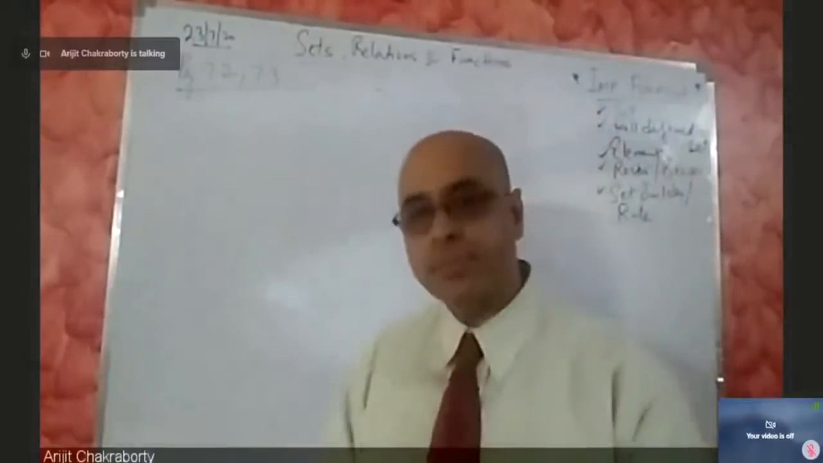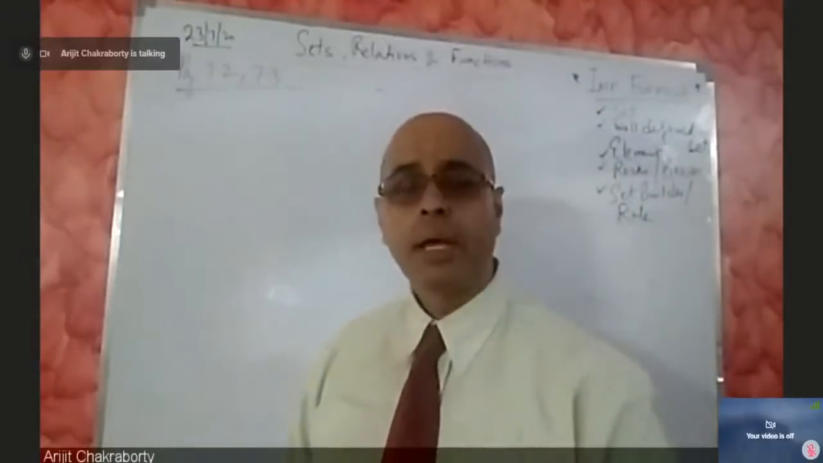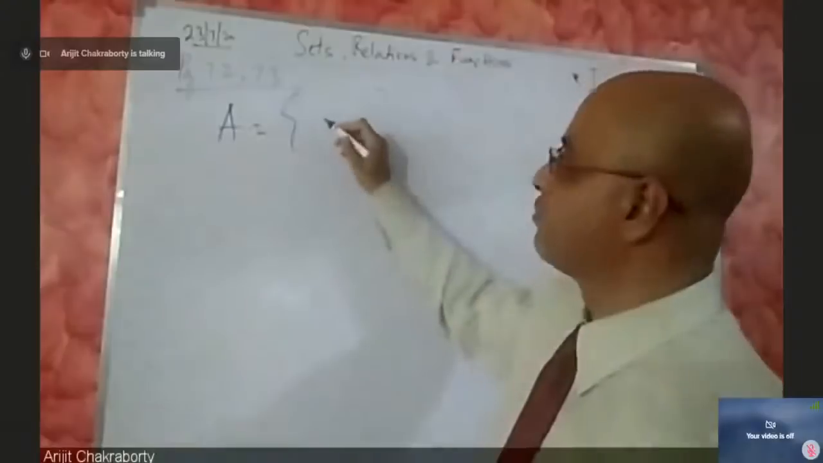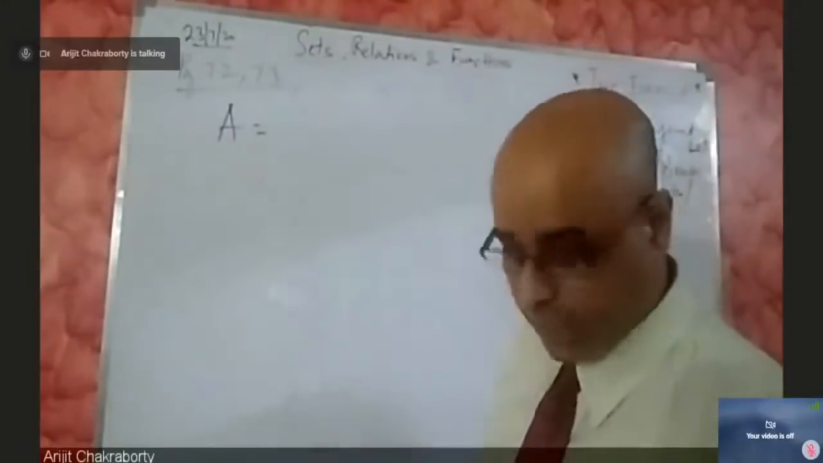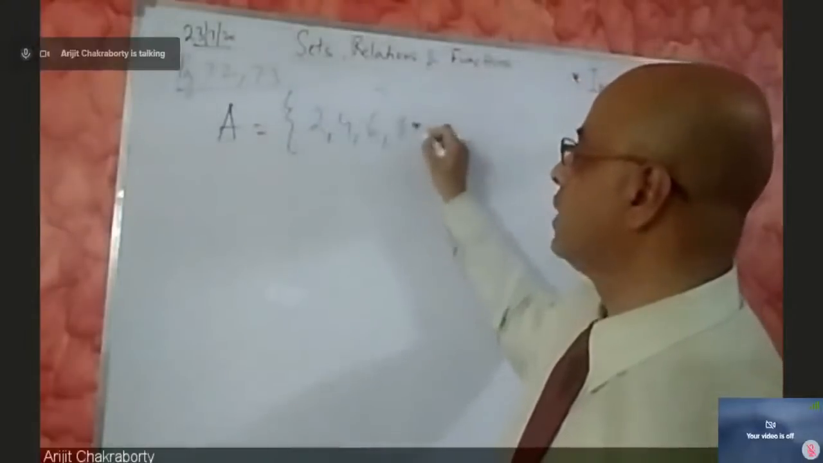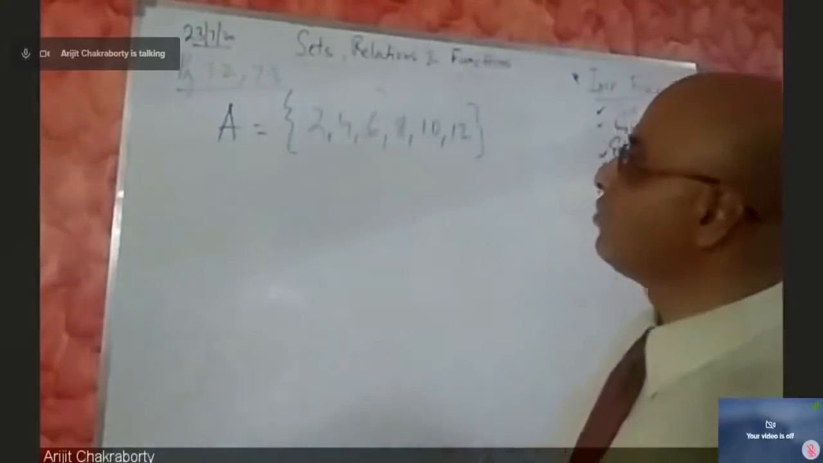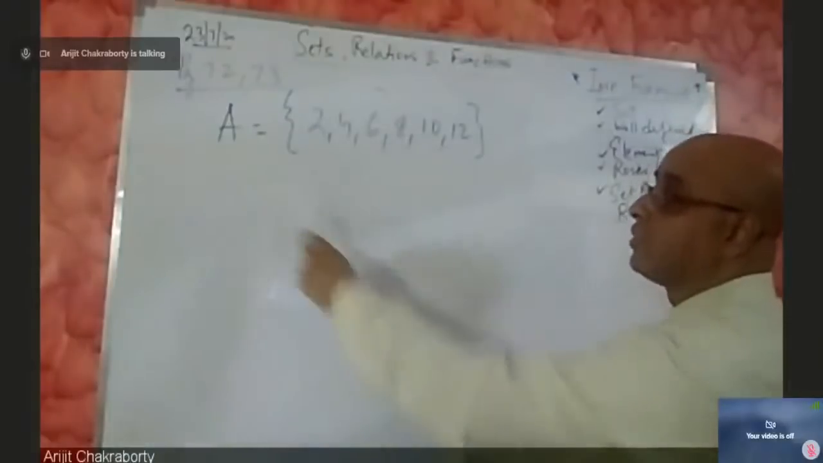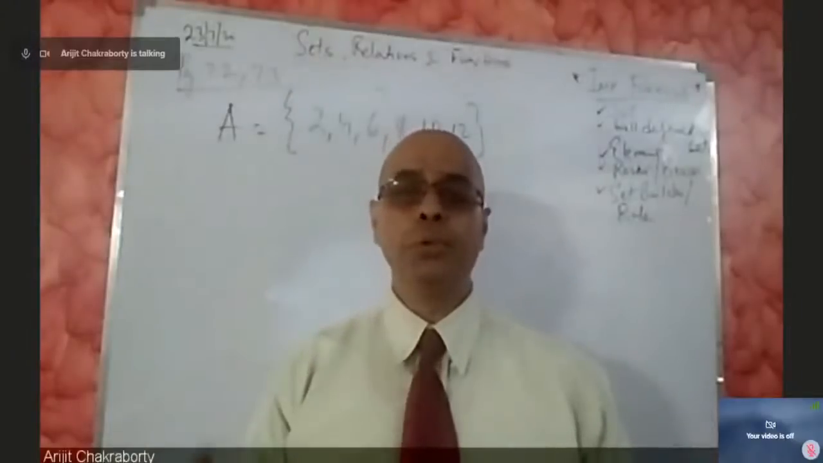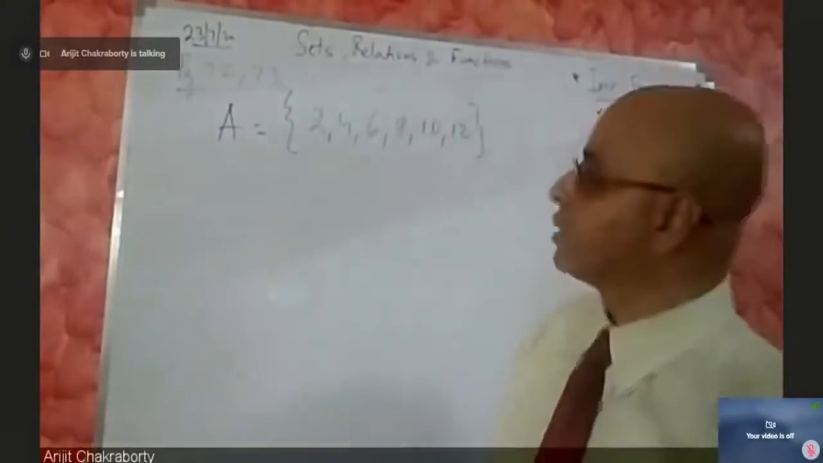So we will have some more understanding of sets. Now say I am writing A. A is a set. Let this set be 2, 4, 6, 8, 10 and 12. That means it is a set of the first 6 even numbers.